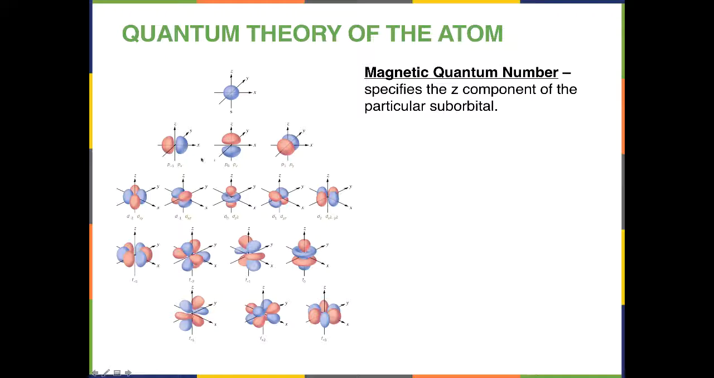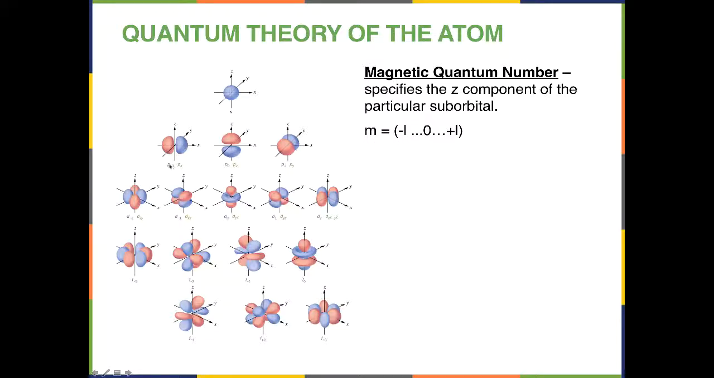So m, you see here, m can equal anything from minus L to plus L through 0. So what that means is that in our first example, n equals 1, L equals 0, then m's only choice is also 0. And that's where we are right here. But now here, n equals 2, L equals 1, so you can have minus 1, 0, or plus 1.